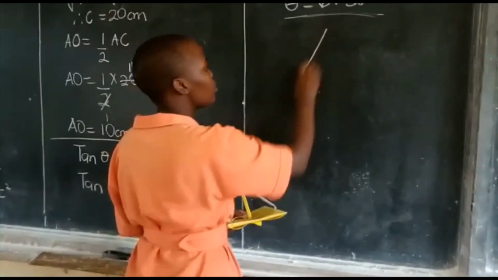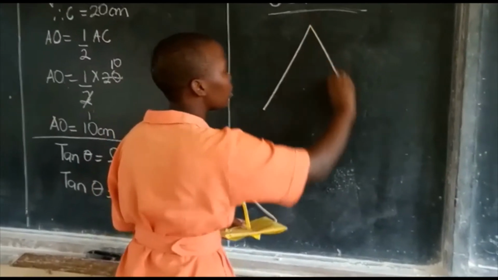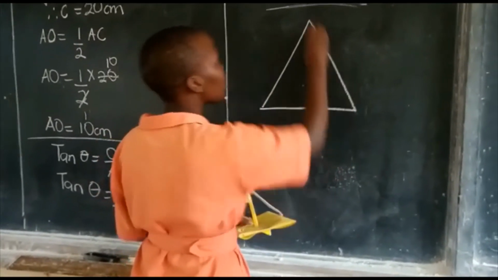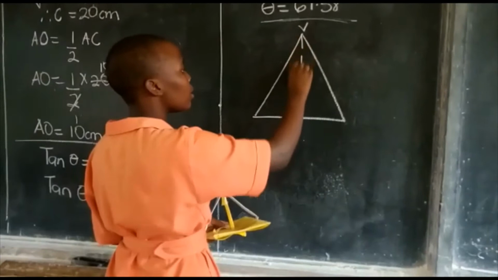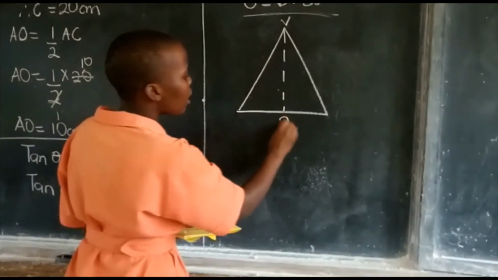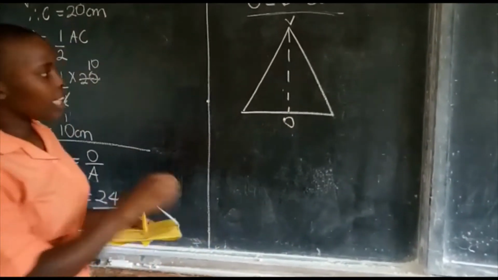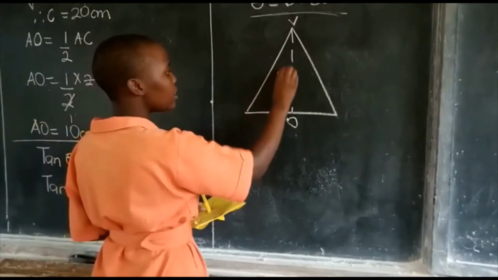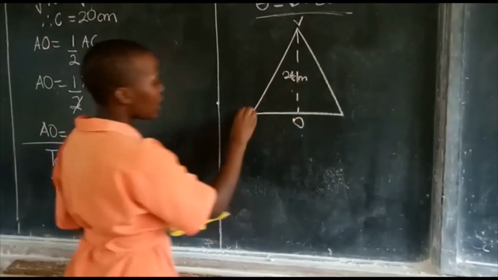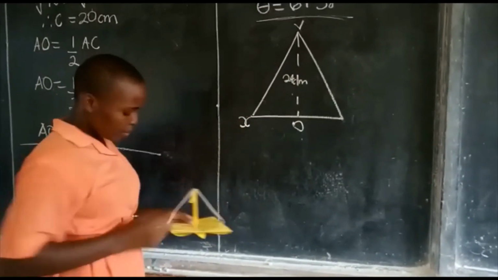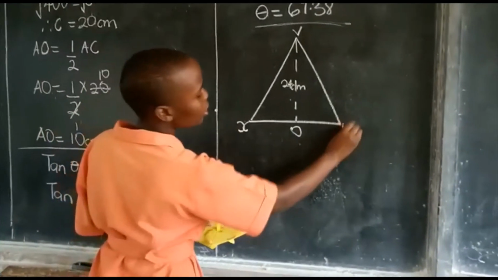It will form this triangle. We shall extract it and it will look like this. Of which our line VO is the height, which is 24 centimeters. And then we shall name here X and Y since we don't know them.